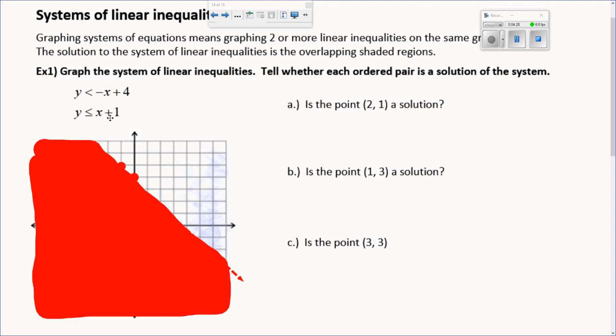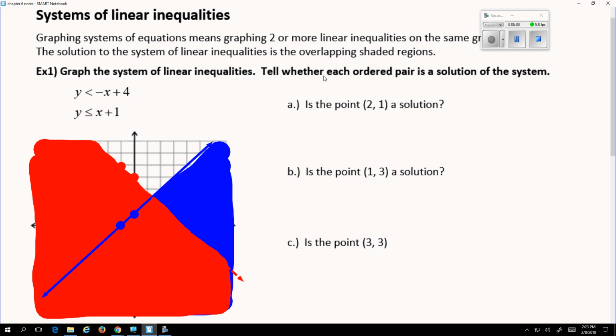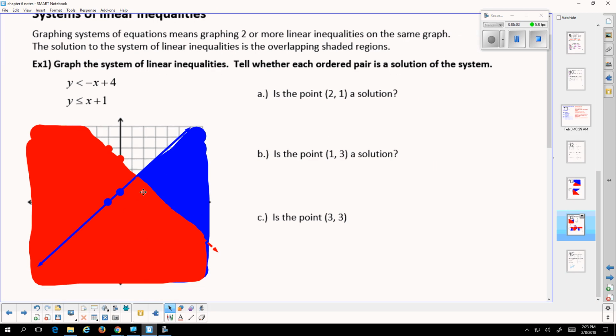And then in the next one, what's my y-intercept? That's 1. And then my slope is what? 1. So I'm going to rise 1, run 1, or I can go down 1 and negative 1. Okay. Solid line or dotted line? Solid line. Shade above or below? Below. And now we need to figure out, is the point 2, 1 a solution? So remember, everything where it overlaps, see if this works. No. All that is solution where it overlaps in here. Okay.